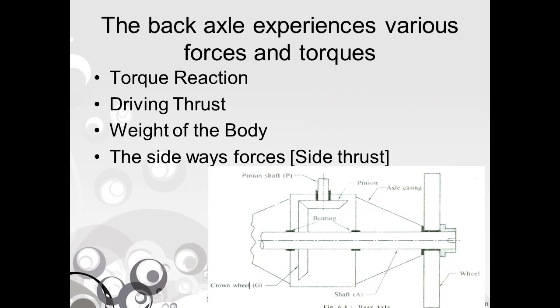Next, third one, weight of the body. If we consider the rear axle as a beam which supports the load at two points, nothing but the two wheels, the intermediate position you can consider as the weight of the body. The weight of the body acts in the downward direction, and the wheel reaction force acts in the upward direction, so it experiences a shearing force and bending moments.